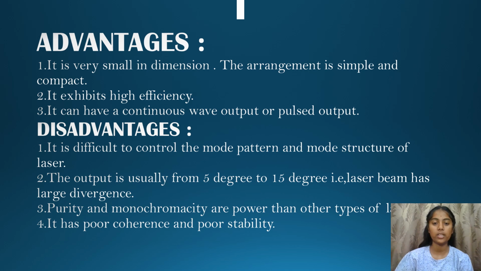Now we will learn about the advantages and disadvantages. The advantages are it is very small in dimension, and the arrangement is simple and compact. It exhibits high efficiency, and can have a continuous wave output or pulsed output. Next, the disadvantages are it is difficult to control the mode pattern and mode structure of the laser. The output is usually from 5° to 15°. That is, the laser beam has large divergence. Purity and monochromaticity are poorer than other types of laser beam. It has poor coherence and poor stability.